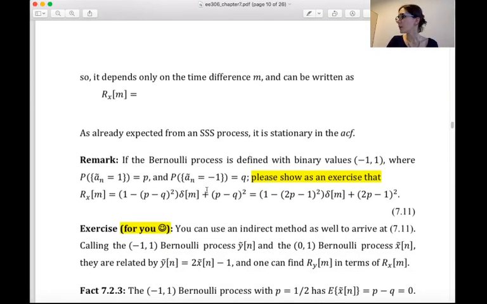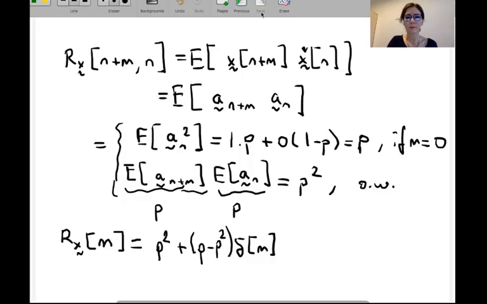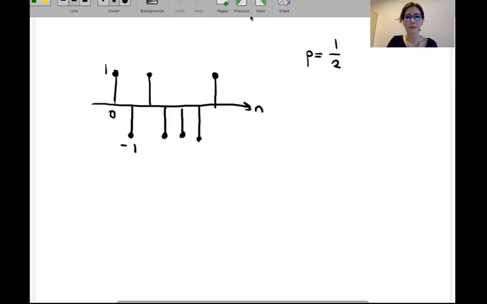Okay, now back to the case of the -1, 1 Bernoulli process. So back to this case.